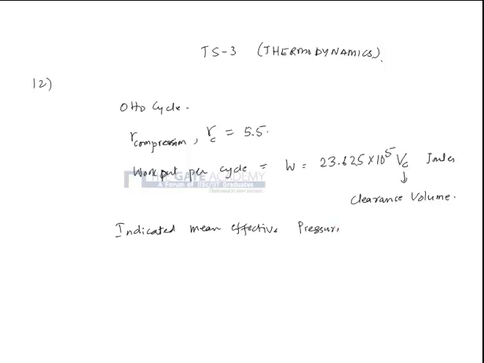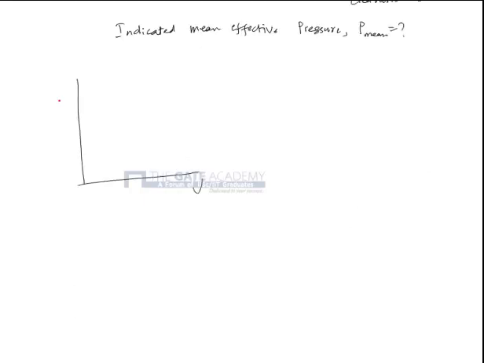So basically P mean, let's denote it by P. This is asked. The Otto cycle, when you draw a PV diagram, looks like this. There is a compression, then a constant volume heating, then an expansion, and then the heat rejection at constant volume. Whatever the inlet, it happens at constant pressure, and discharge also happens at constant pressure.